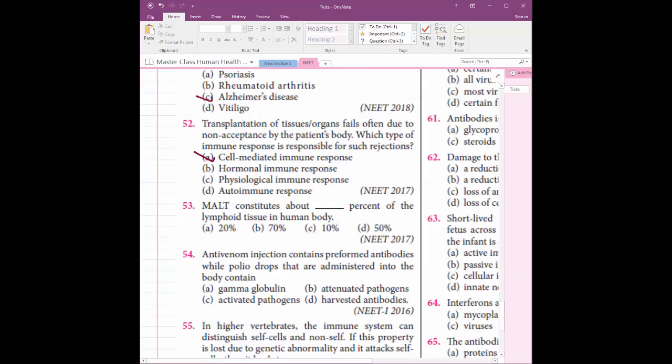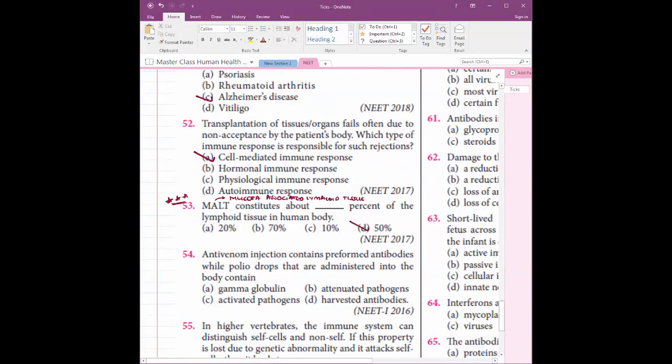So the next thing, guys. MALT tissue constitutes about dash percent of the lymphoid tissue in the human body. So guys, what is this MALT exactly? This is nothing but mucosa-associated lymphoid tissue. That is called MALT. And out of this, can you take a wild guess how much you think? So this is roughly going to be around 50%. Keep this in mind. Very, very important. This will always pop up in your exams.